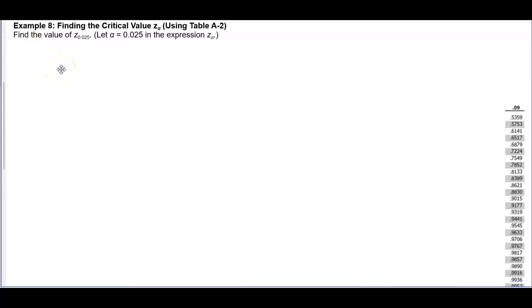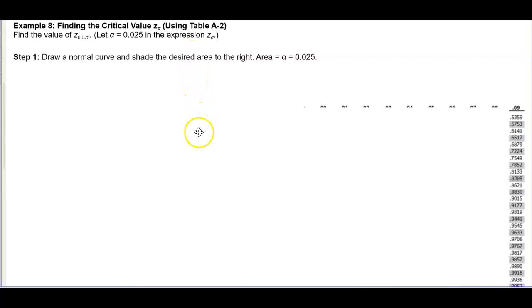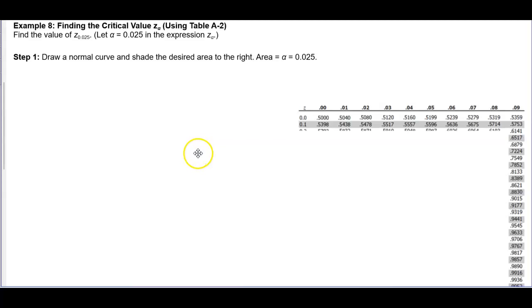Example 8, finding the critical value z subscript alpha using table A2. We want to find the value of z subscript 0.025. We let alpha equal 0.025 in this expression. So the first thing we want to do is draw a normal curve and then shade the desired area to the right.